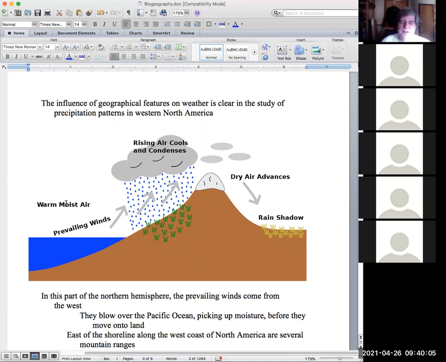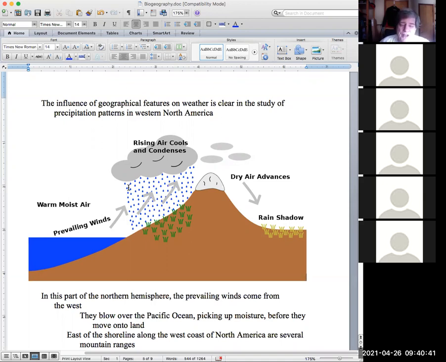So if we look at this part of the world, the prevailing winds are coming from the west. And they're coming off the Pacific Ocean. So this is very warm, moist air. It's got a lot of water vapor in it. As the air goes up the mountainsides, and you might not think of air as having to go up, but it does, as the air goes up these mountainsides, it cools. Now remember what we said, cool air can hold less moisture than warm air. So as it goes up the mountainsides and the air cools, there's a lot of precipitation.